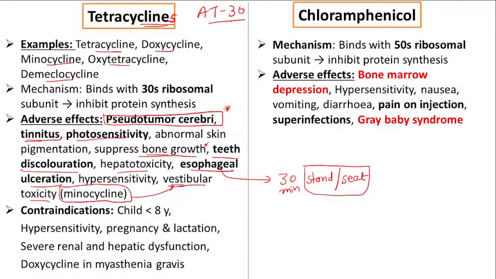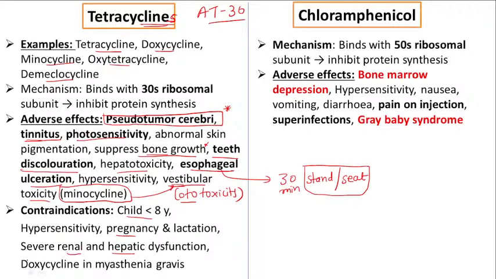Vestibular toxicity, what will we write for this? We can also call it ototoxicity. Auto means ear, right? Ototoxicity. Okay, what is the contraindication? The contraindications are, we cannot give this medicine to children below 8 years, we cannot give it in pregnancy, we cannot give it to a patient who is having severe kidney or liver damage.